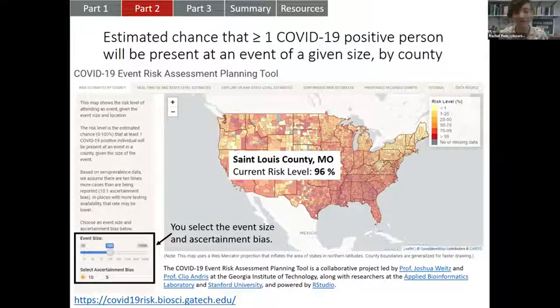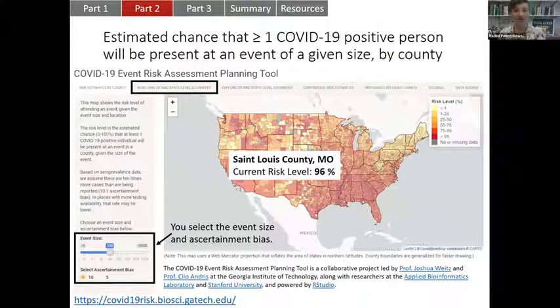You can toggle the event size all the way down to 10, make yourself feel a little bit better maybe. I think that if you toggle it to 10, an event of 10 in St. Louis today, the risk is only about between 15 and 20%. That's still pretty high. That's a high risk in a group of 10 people that one of them is going to be infected. So I encourage you to look at this tool, play around with it, check out your hometowns, places where family and friends live, and really try to get a grasp of what these risk levels look like.